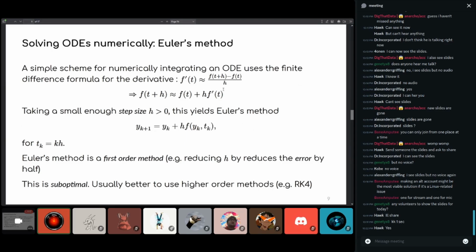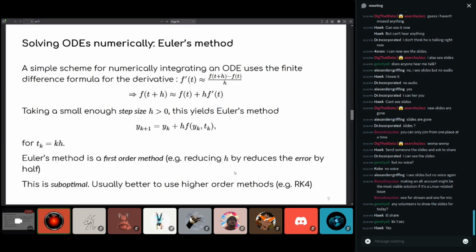And so if you just manipulate this a bit, that tells you that f of t plus h is approximately f of t plus h, your step size, times the derivative at t. So if you have a function that can compute f prime of t, then you can do this and compute the solution to the ODE. Generically, you take a small step size h larger than 0, and it gives you something called Euler's method: y_{k+1} is equal to y_k plus h times f, which might depend on y_k and t_k.